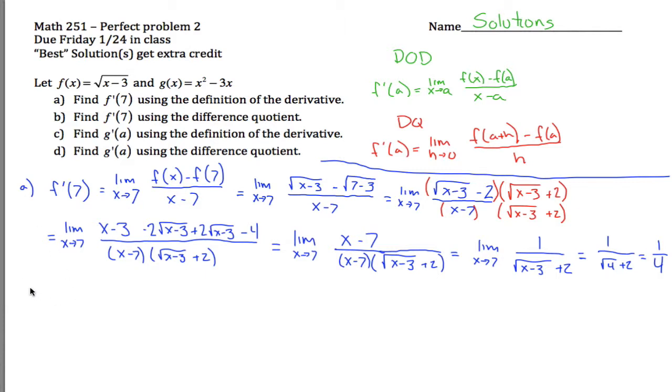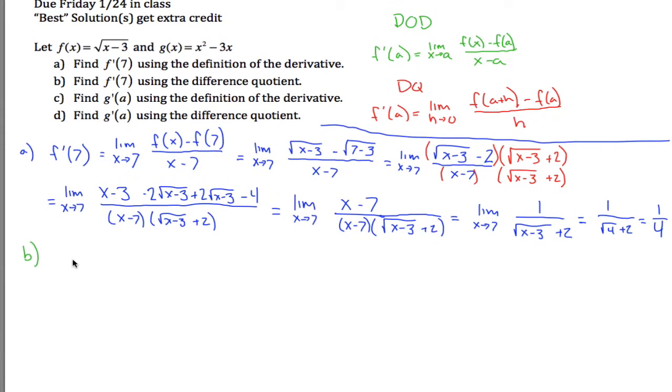All right, moving on, maybe a little bit quicker. B says do the same thing, but use the difference quotient. Fine. Using the difference quotient, I get that f prime of 7 is the limit as h approaches 0 of f of 7 plus h minus f of 7 divided by h, which is the limit as h approaches 0 of f of 7 plus h. Well, here's f of x.